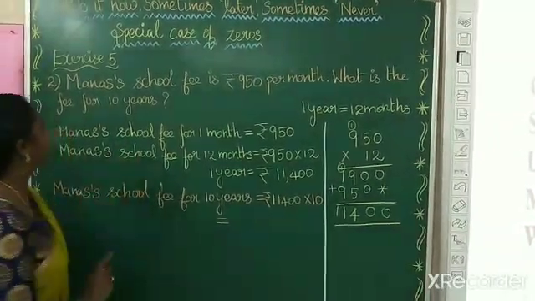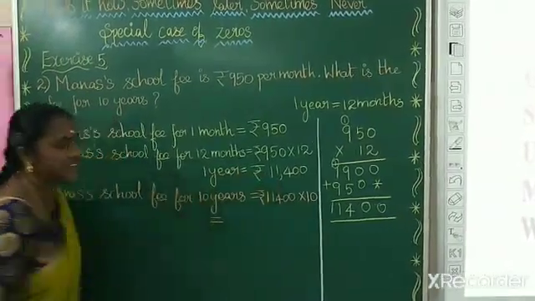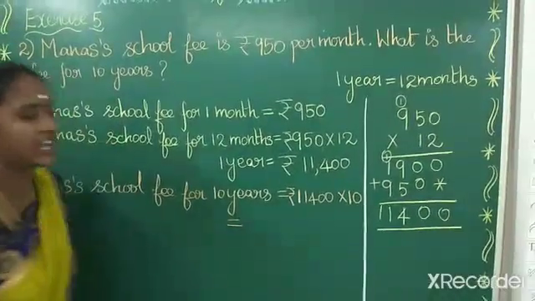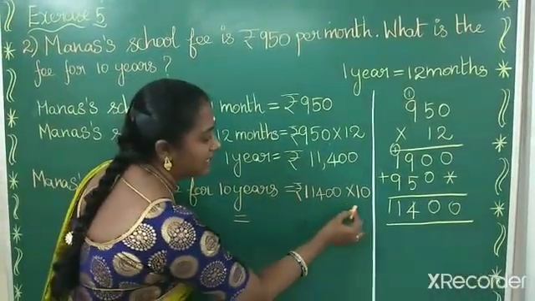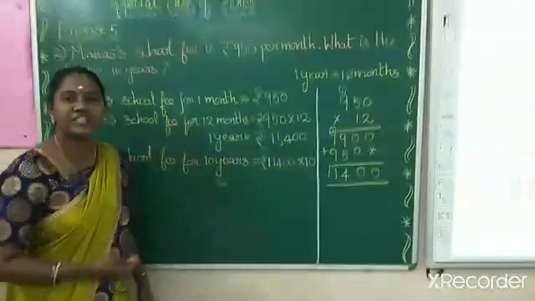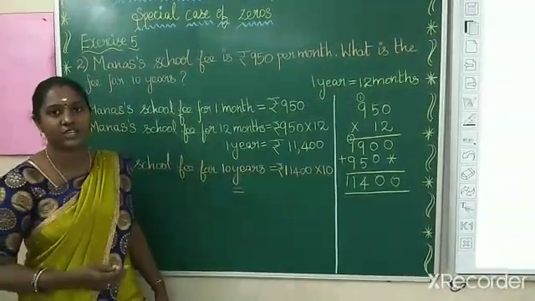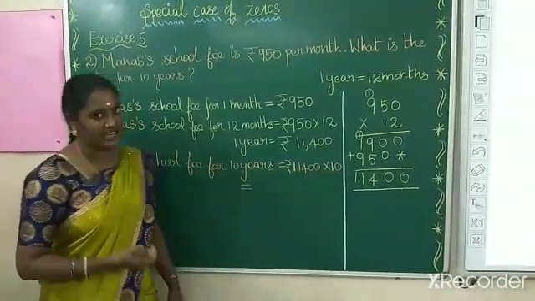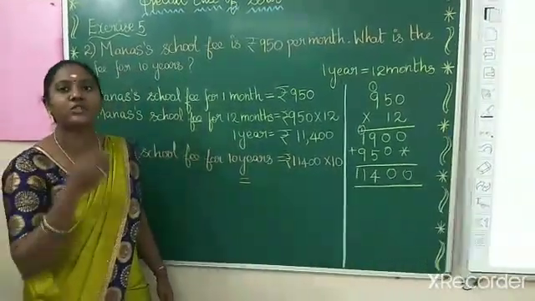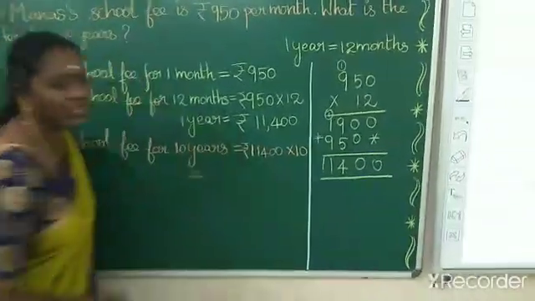So we need to find it for 10 years. So we have found that for 1 year it is 11,400. So man school fee for 10 years. So 11,400 into 10. So children, you have already learned in the previous classes that when you multiply by 10, 100 or 1000, what you need to do? Yes, you have to multiply with 1 and at the end you have to add those number of zeros in the answer. In the same way we are going to do now.